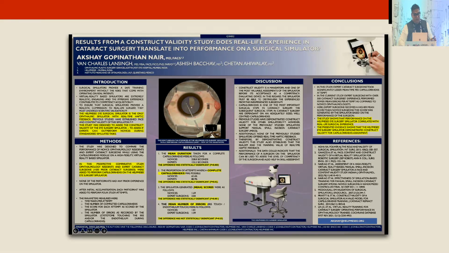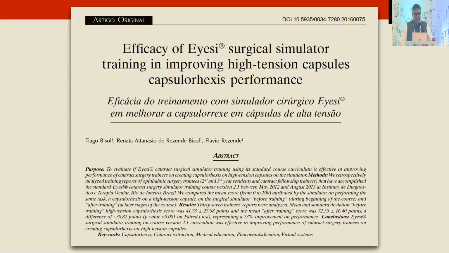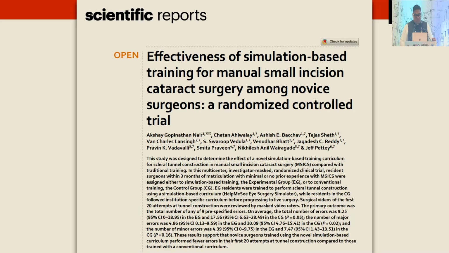Again, this was a paper that we had published about how your performance in real life correlates with the performance on the simulator, which means that the simulator mimics the actual human eye while you're performing on it. The same thing, efficacy of the simulator in training improves capsular access performance, and this was also published in the Nature group.